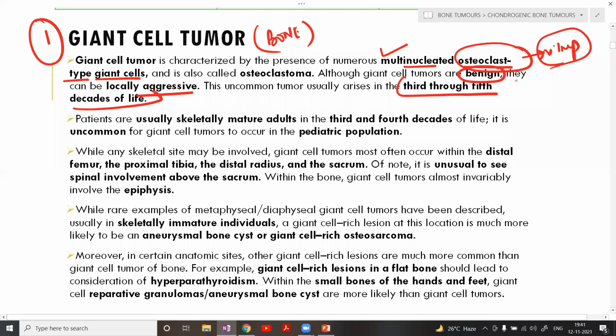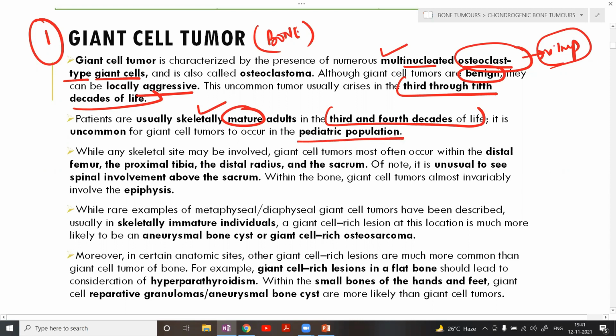So again, the age group is very important. Usually the bones are skeletally mature. Bones are mature. Very important. Why am I telling you this? Because it will help in the differential diagnosis. They are seen in the 3rd and 4th decades of life. It is very uncommon that we are looking at a giant cell tumor in a pediatric population.